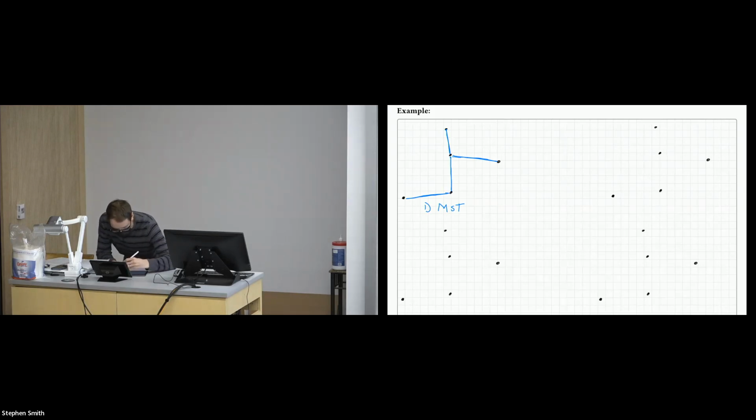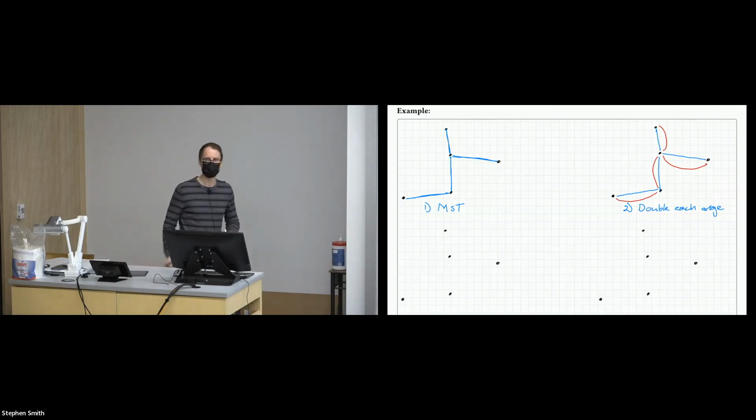So now step two is double each edge. Duplicate each edge. So now I have what I had before, this minimum spanning tree. And then I create a second edge. I'll draw them kind of curvy just so that they look different.